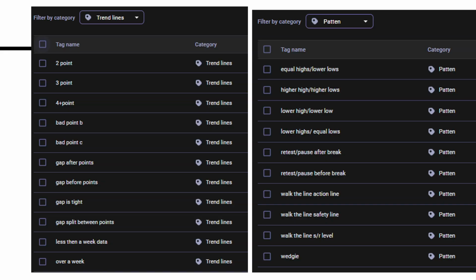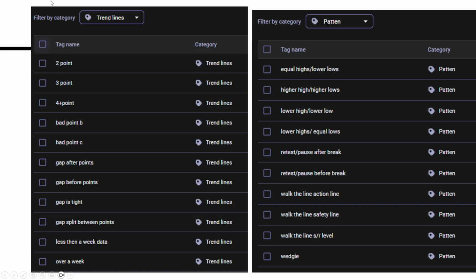You can track that or not track that. It doesn't matter. But you can see if it's making a difference. Something like that. Could it make a difference on your entries? I don't know. Less than a week of data, over a week of data. You could have a month's worth of data. However you want to word that.